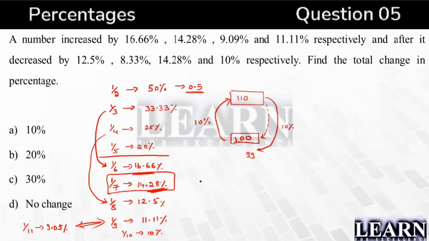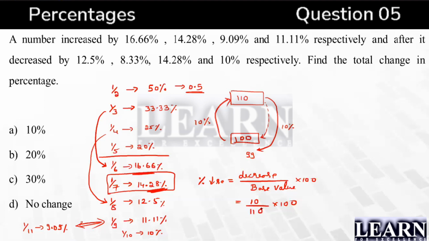If you look into the percentage decrease formula, look here. Percentage decrease is, what is the decrease, divided by the base value, into 100. This is the formula for percentage decrease. Here the decrease is from 110 to 100, so the decrease is 10. From what? Base value is 110, into 100. So it is 1 by 11 into 100.